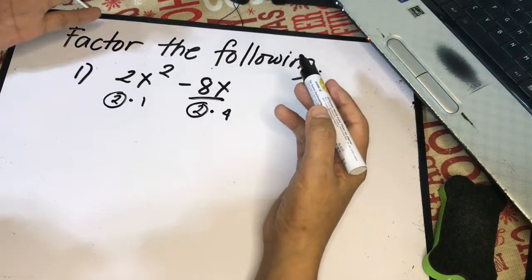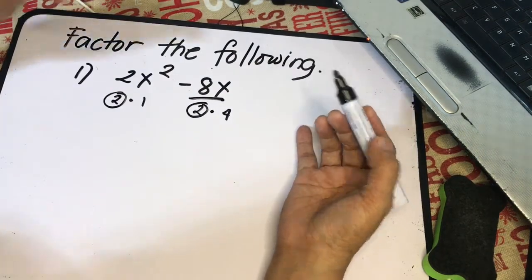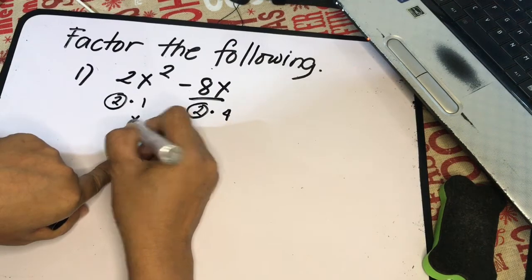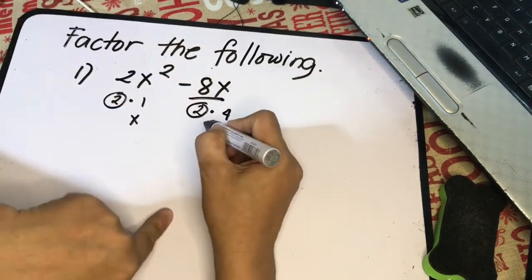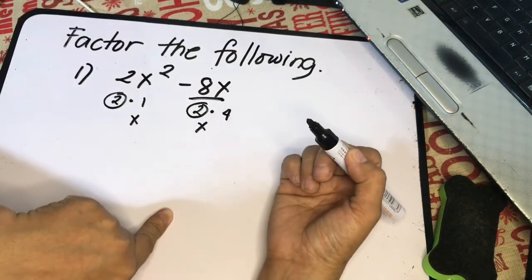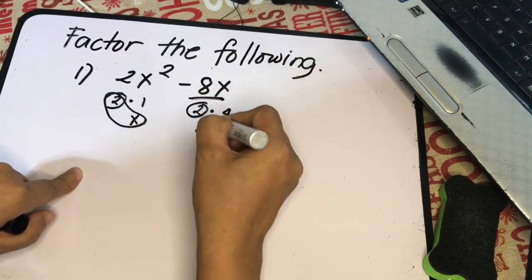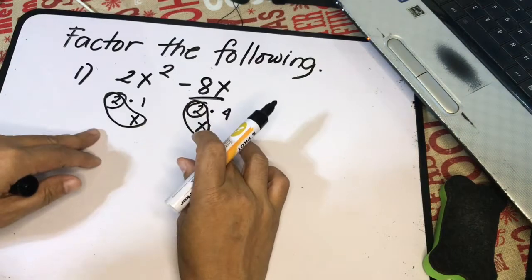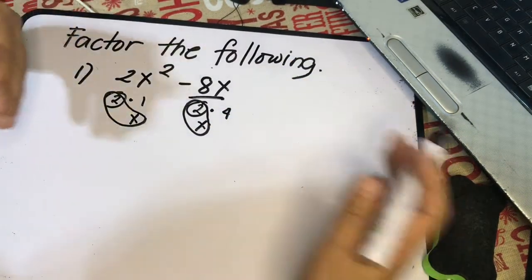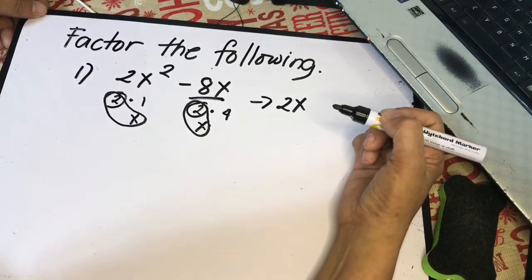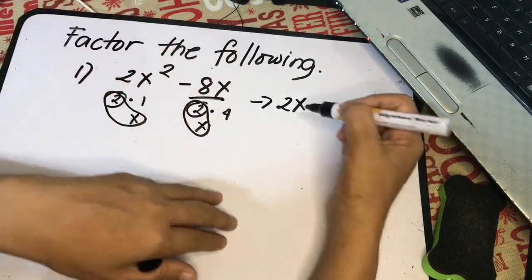Okay. Now, what about your variable? Doon sa term, first term natin, mayroon tayong x. Sa second term, mayroon din tayong x. So, ibig sabihin, this 2x, tsaka 2x, parehong meron doon sa term natin. So, ilabas natin yon. So, we have 2x. Okay. So, those are common.